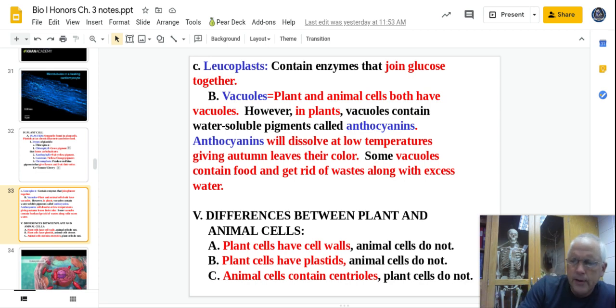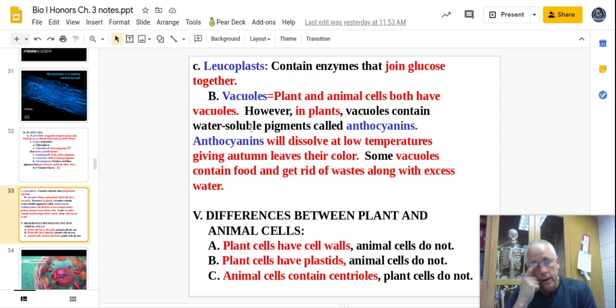And that's the main function of plastids. We're either making food or we're storing food. And that's kind of the object of what they do. Okay. So plants have plastids. Now, this is kind of an interesting one.